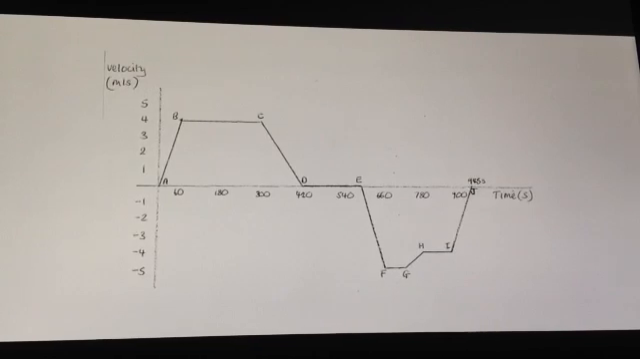So this was our graph that we were having a look at, the motion of a cyclist away from home and back home again. In the first part of the graph, at point A, the cyclist is stationary, they're at rest. Between A and B, the cyclist accelerates.